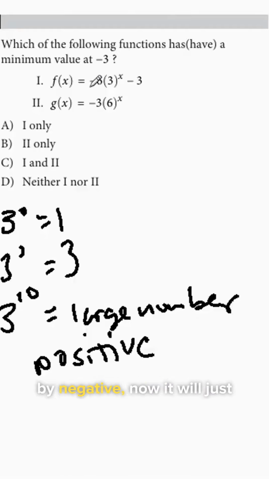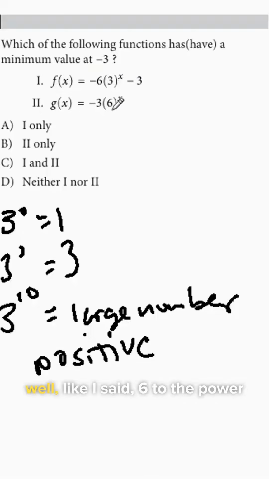But when it's multiplied by a negative, it will become an increasing negative value, or I guess in a sense, a decreasing negative value. It'll decrease in value without possibly stopping. So therefore, because it doesn't stop, it cannot have a minimum value at -3. So the first one will not have a minimum value at -3.